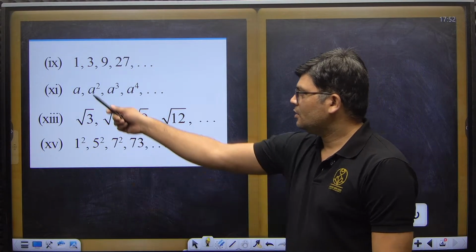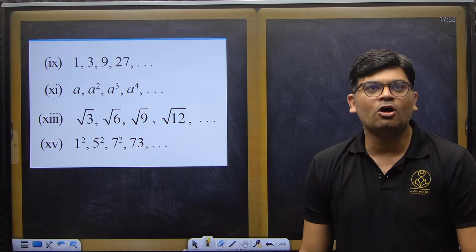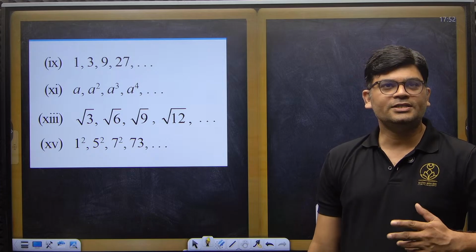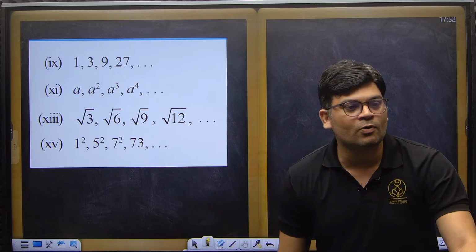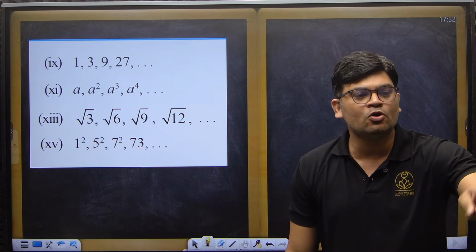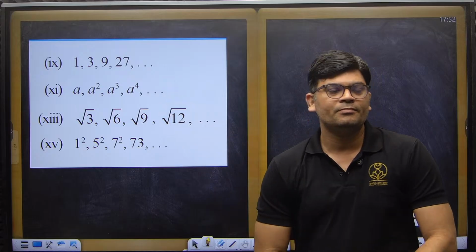Tell me, is the list of first numbers an AP or not? No, it's not an AP. Why? Because 3 minus 1 is not equal to 9 minus 3, because A2 minus A1 is not equal to A3 minus A2.